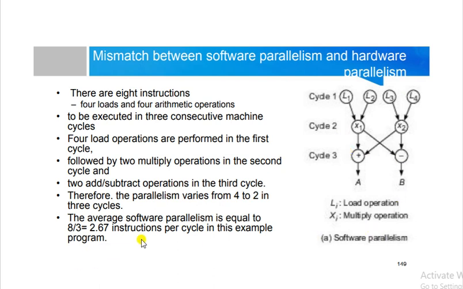So what is the average software parallelism? There are 8 instructions, right? So 8 divided by, there are only 3 cycles. 8 divided by 3, we will get 2.67 instructions per cycle. So this is the average software parallelism in this example.